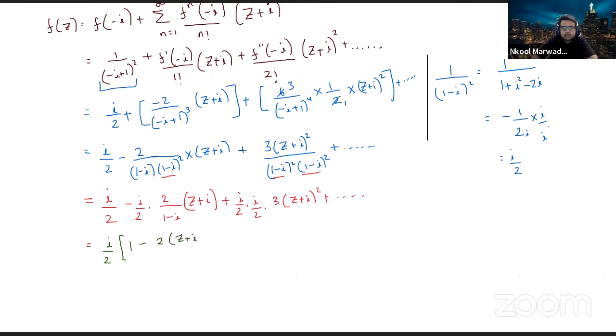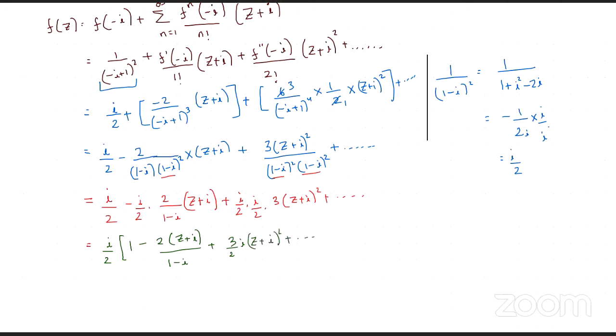Perfect. And here one I by 2 we will take outside. So we will have I by 2, or I can say 3 I by 2. So this 3, or 3 by 2 I, z plus I square. So this is, what we will have, 3 upon 1 minus I.